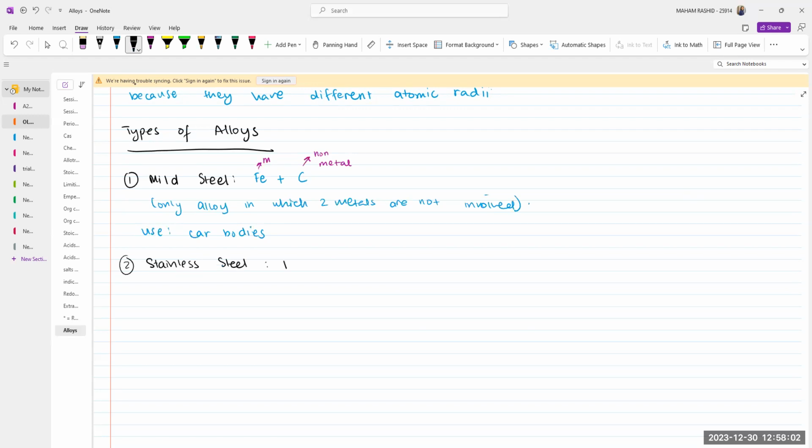This is a mixture of iron, carbon, nickel, and chromium. Okay, so you don't need to remember this part. Actually, they don't even ask you for the types of alloys, but it's part of the syllabus, so obviously we need to do it. So basically you need to remember the names, right? And also the uses.